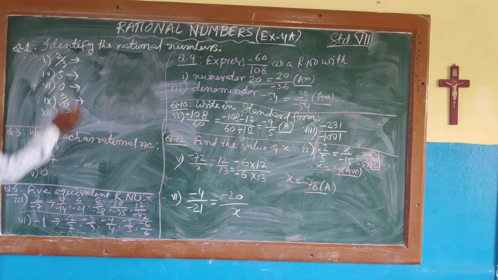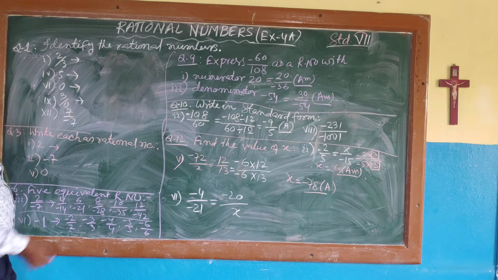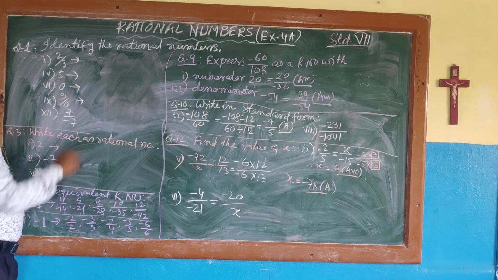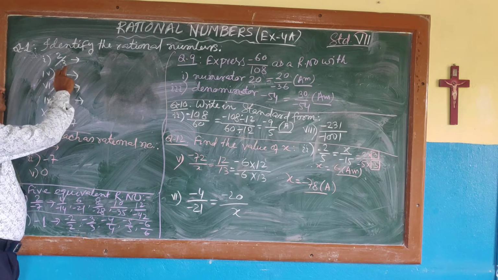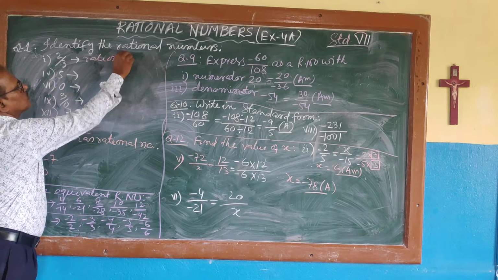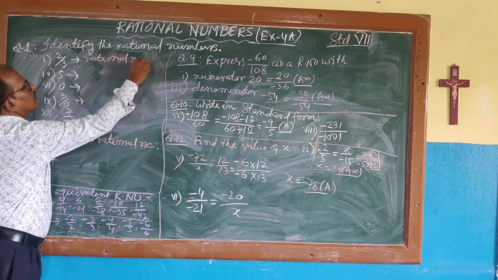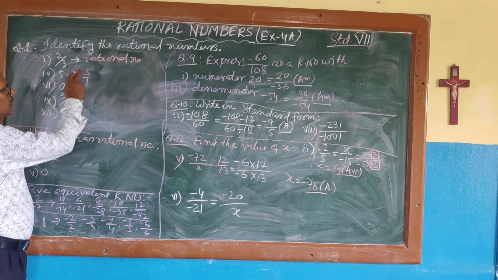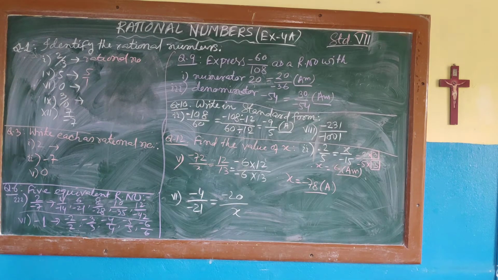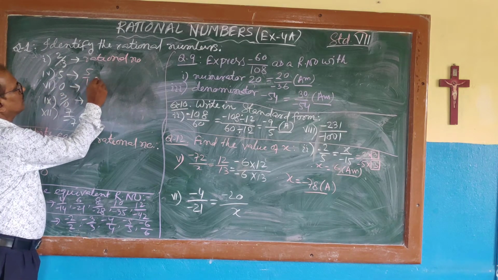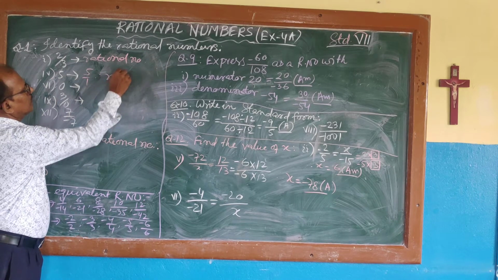See, identify the rational number. 2 by 3, very nice. P and q are both integers, and q is not equal to 0, so it's a rational number. Here, understood? Now 5 can be written as 5 by 1. Very nice. P and q are integers and q is not equal to 0. Therefore, it's a rational number.